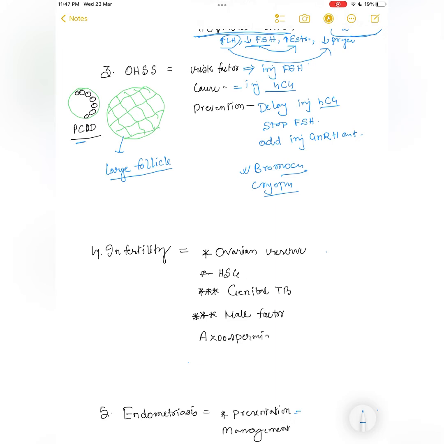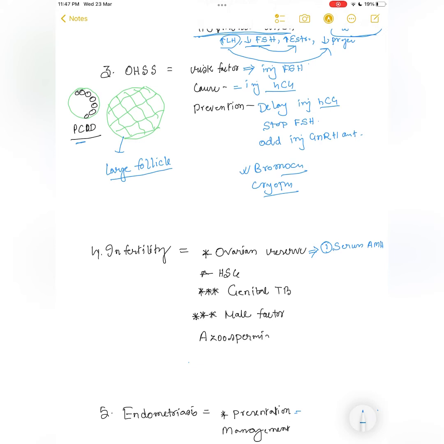Next is infertility. In ovarian reserve, in the previous year INICET July session 2021, the question already came asking what the best ovarian reserve marker is, and it is serum AMH. But there are other things like serum FSH and serum inhibin-B, so go through the values before your exam. This is a very important topic.